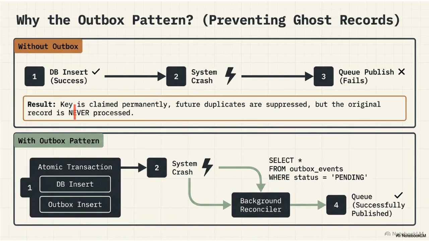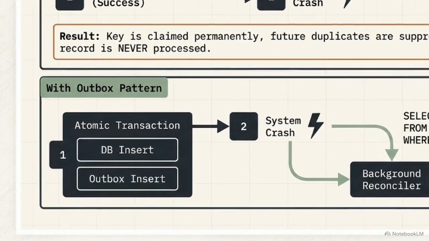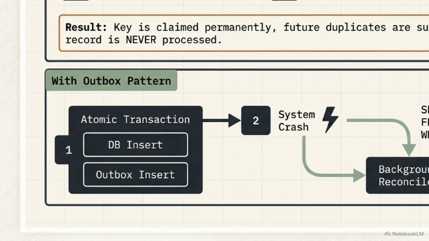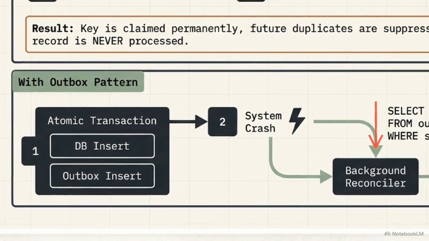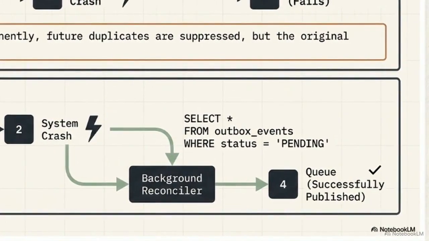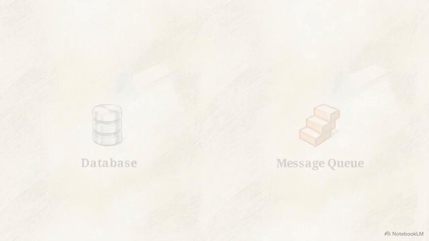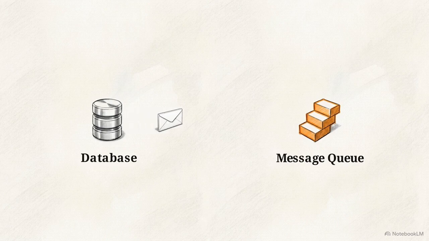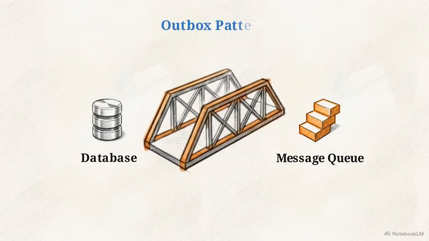We solve the ghost record problem by opening a single atomic database transaction. We write both the record data and a pending event row to an Outbox table simultaneously. If the system crashes, a background reconciler constantly scans the Outbox for pending events and safely publishes them to the queue. You cannot cross the boundary between a synchronous database commit and an asynchronous message queue without risking data loss. The Outbox pattern provides the essential bridge to guarantee that every claimed record is eventually processed.